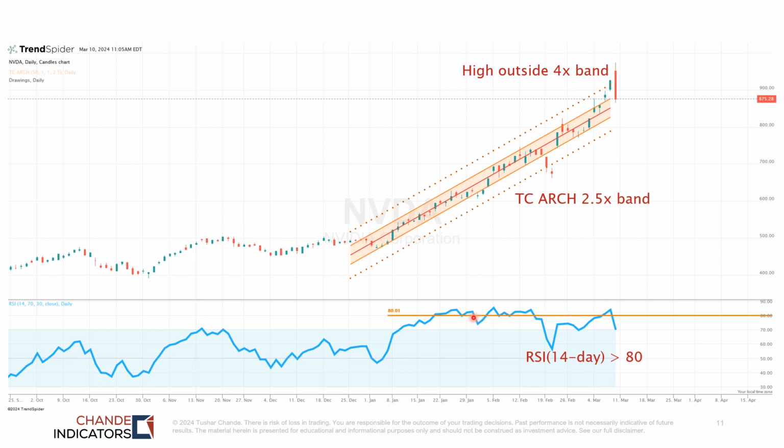But notice that we were above 80 for a long portion of the trend when the prices were contained within the 1x and the 2.5x width channel. So using the ARCH channel in combination with the RSI would give you additional confirmation that a reversal was possible.